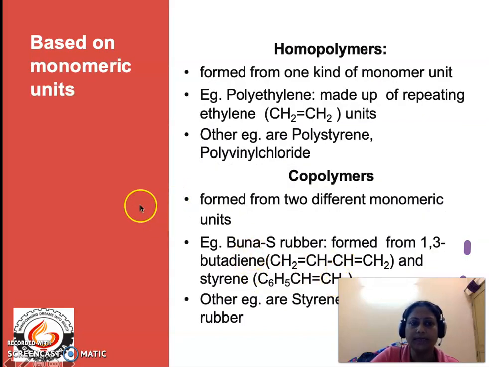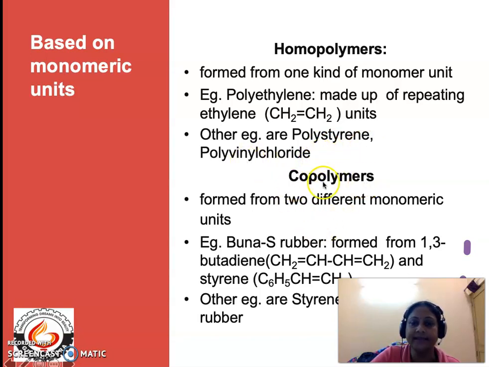Now, the third type of classification is based on the monomeric units. If the monomeric unit is only one type, the polymers formed are homopolymers. Examples are polyethylene, made up of only one repeating unit, that is the monomer is the ethylene molecule. Other examples are polystyrene, polyvinyl chloride, etc.